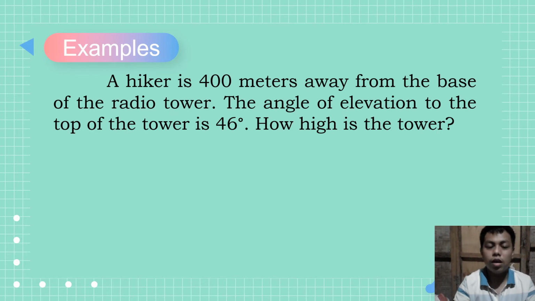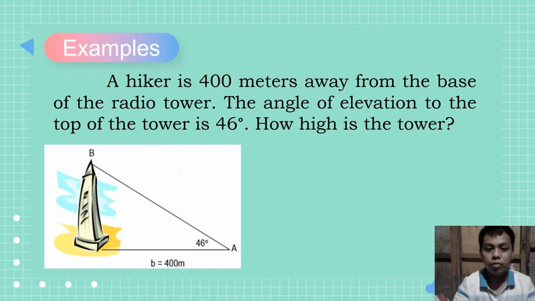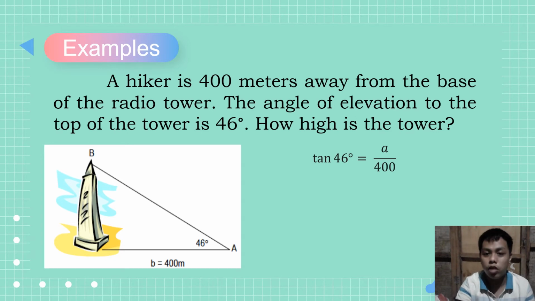Examples. A hiker is 400 meters away from the base of the radio tower. The angle of elevation to the top of the tower is 46 degrees. How high is the tower? Now we have the figure here. This is the illustration. Now we have the equation tan 46 degrees equals A over 400.